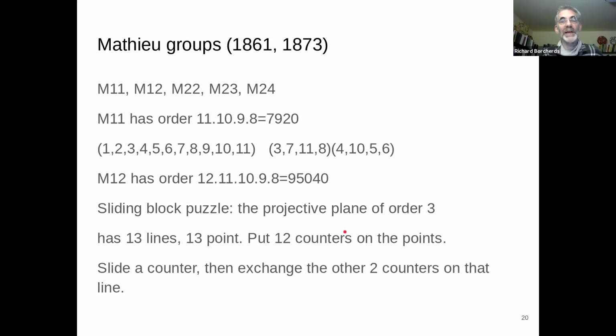And you have a sort of sliding block puzzle where you're allowed to slide a counter along one of the lines to an empty point. But whenever you do that, you have to switch the other two counters on that line. And M12 consists of all the permutations you can get by sliding things around that leave the empty point in the same place.